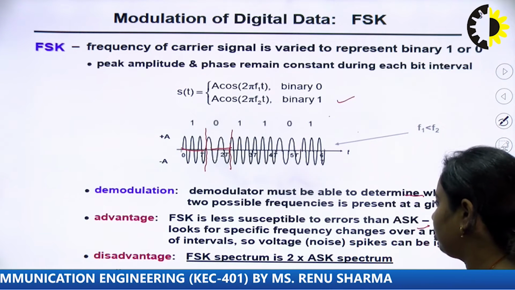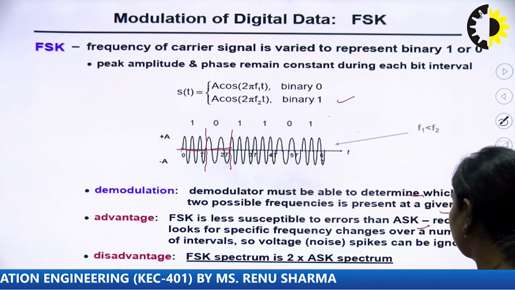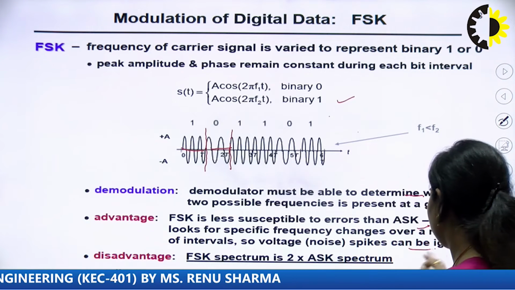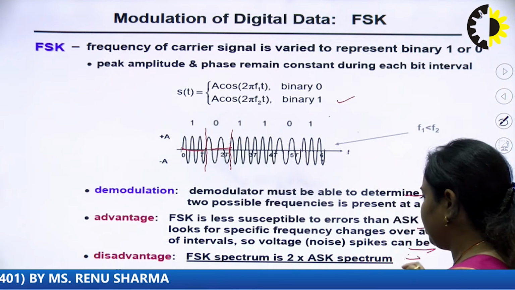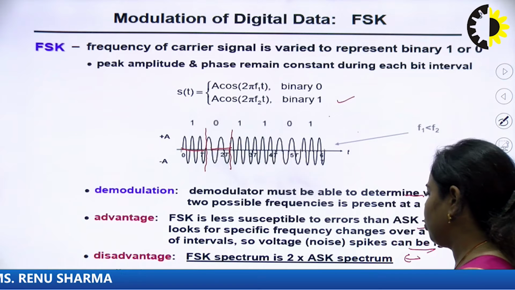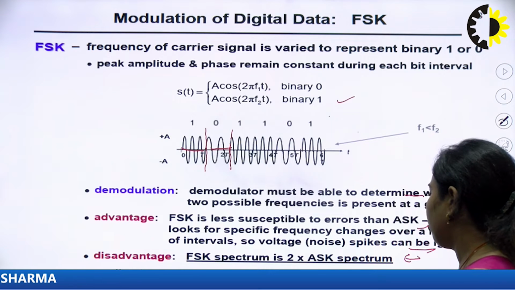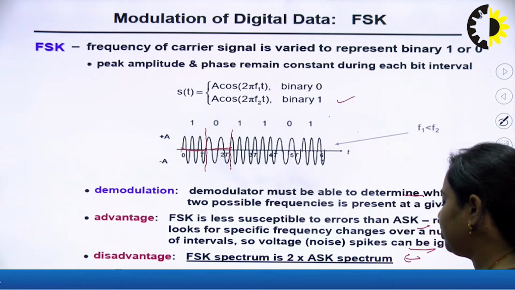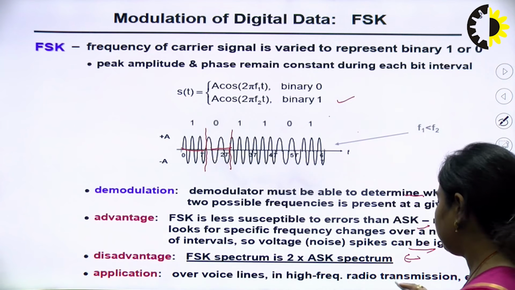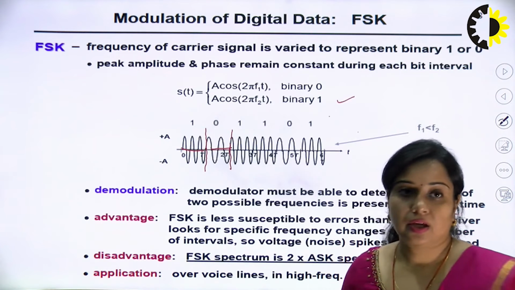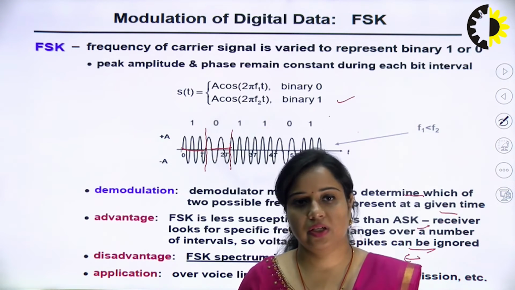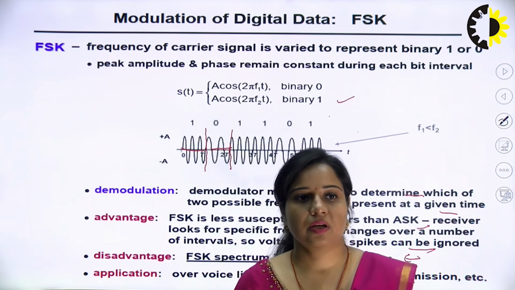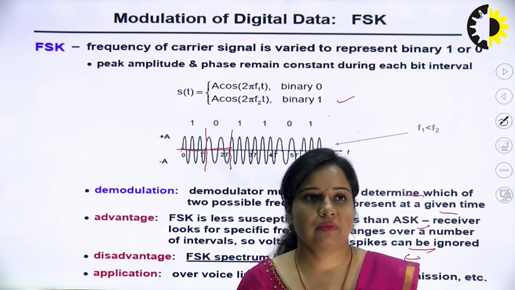Receiver looks for specific frequency changes over a number of intervals, so the voltage spikes can be ignored. Disadvantage is that FSK spectrum is 2 times of ASK spectrum. Application is it will be used for voice lines, high frequency radio transmission. So, basically if you want to transmit the speech signal where the variation is there in terms of frequencies, FSK will be used.